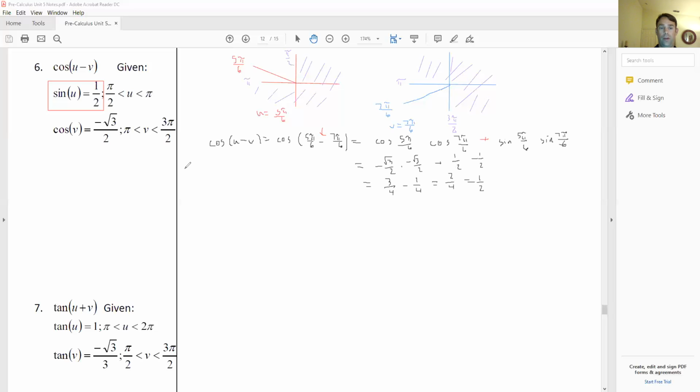And like I said, friends, if I wanted to, I could have done this as well. Cosine of 5 pi over 6 minus 7 pi over 6. That would have been the same thing as cosine of negative 2 pi over 6, or negative pi over 3. And negative pi over 3 is the same thing as pi over 3, or 5 pi over 3, which is 1/2. So you could have done it that way as well. All right, friends, why don't you go ahead and try this tangent one and see what you come up with. All right, go for it.